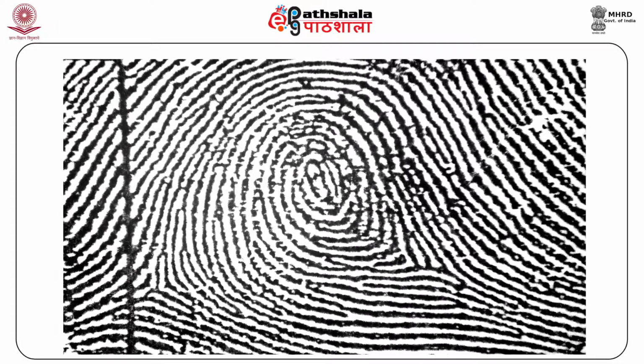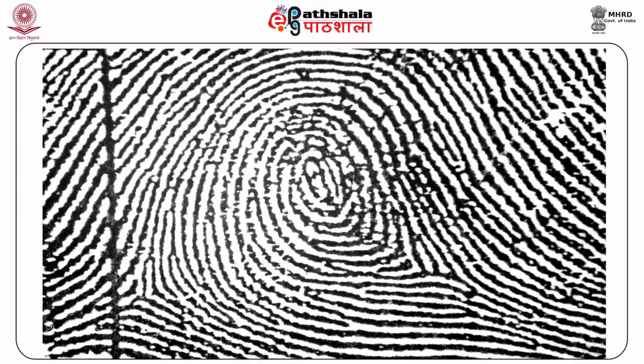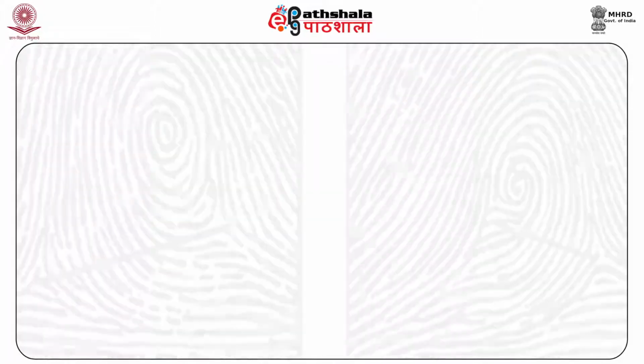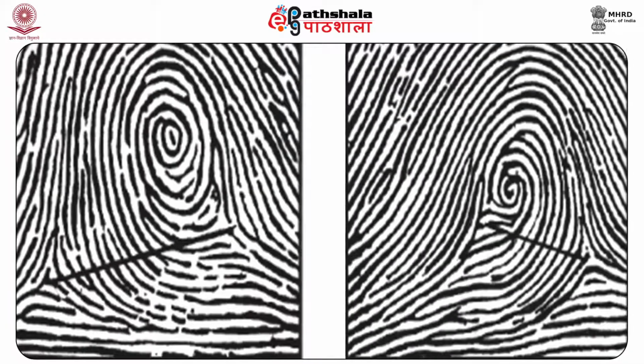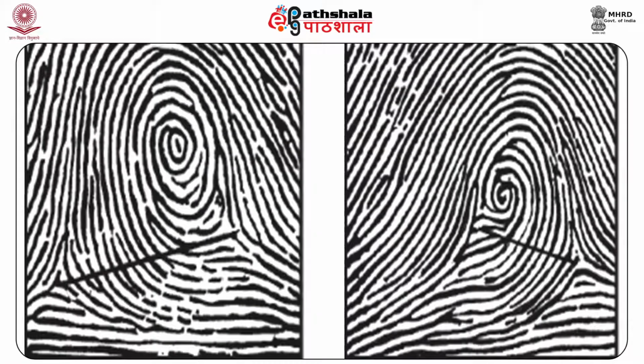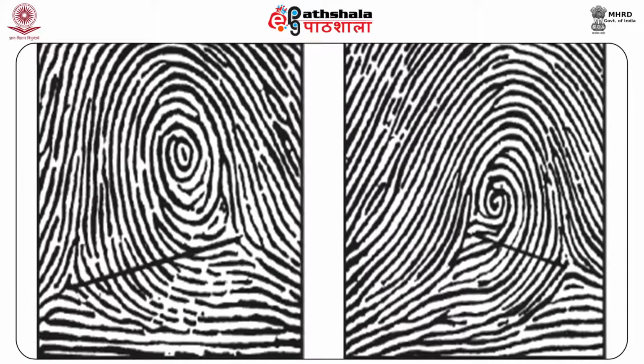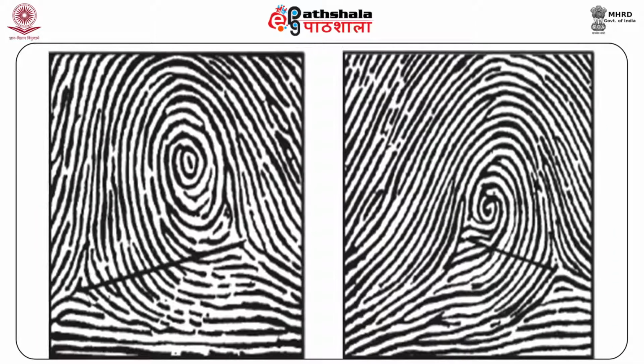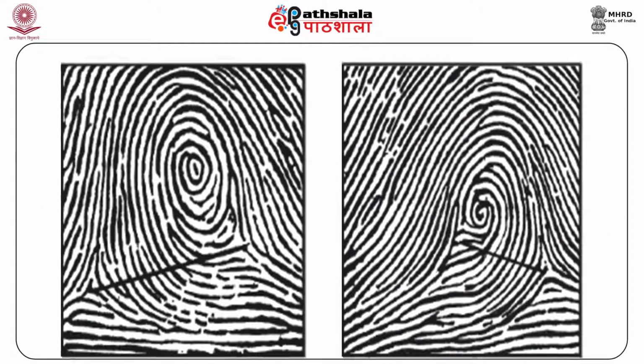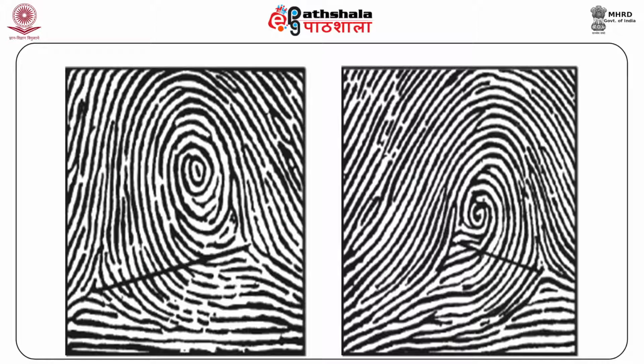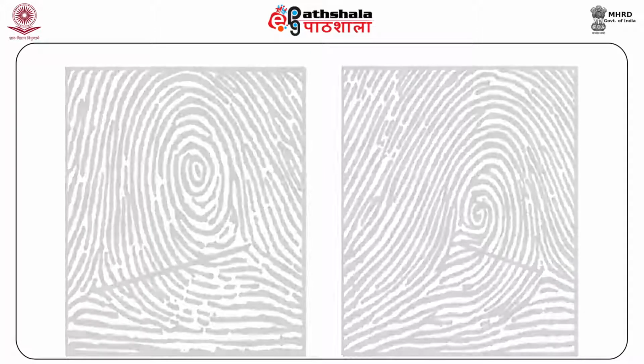In these whorls, one or more of the simple recurves of the plain whorl recurves a second time. An imaginary line drawn between the two deltas does not cross or touch a ridge inside the type lines. One delta appears to be significantly closer to the center of the pattern than the other delta.